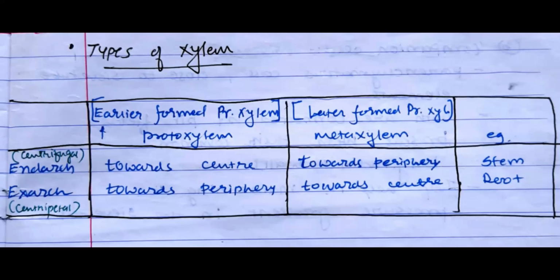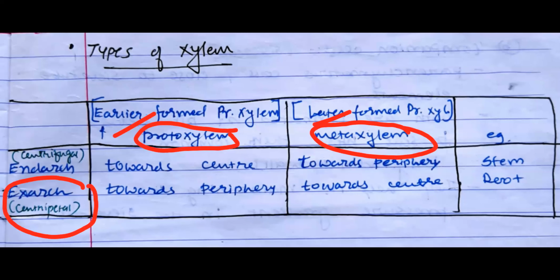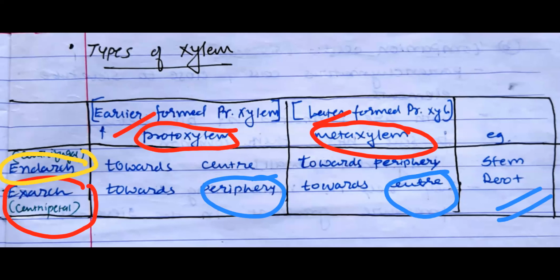As I mentioned, the xylem that develops earlier is called protoxylem. The xylem that develops later on is called metaxylem. During the exarch development, the centripetal development, the protoxylem will be placed towards the periphery, and the metaxylem towards the center. This is exarch development. It is to be seen in root. In case of endarch development, the protoxylem shall be placed towards the center, the metaxylem shall be placed towards the periphery, and it will be seen in stem.